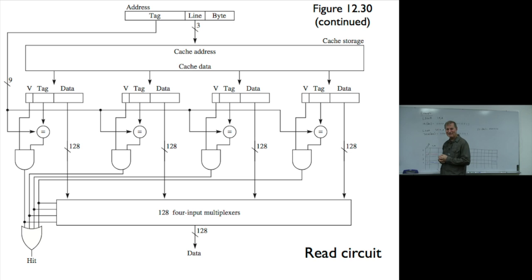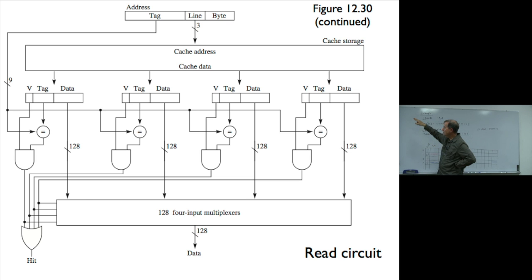Are you ready? So check this out. You see at the very top is the address that's produced by the CPU. It's the address request. It's the operand specifier. Are you with me? And so what the cache subsystem does is it divides it into the tag field, 9 bits, the 3-bit line field, and then it has the byte field, right?